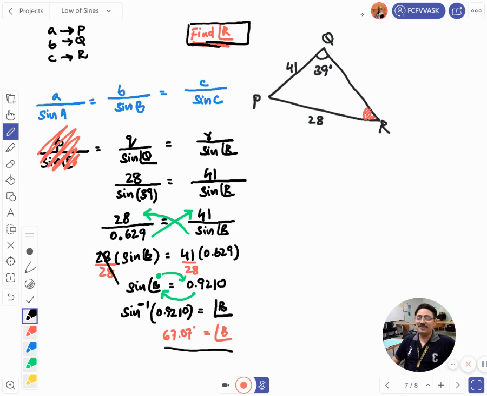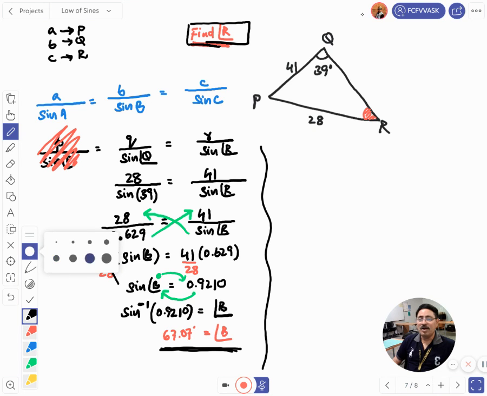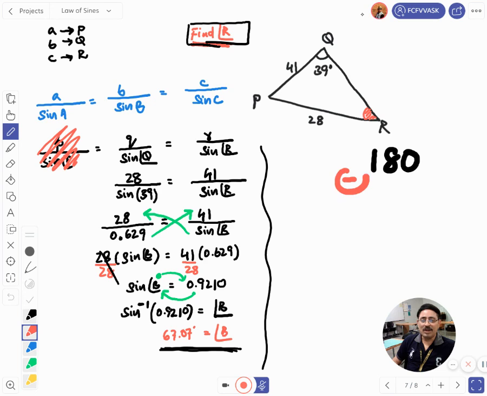But this is not the end of the story. At times, you have to subtract from 180 degrees. You have to take away whatever result you got and check. The value is 67.07. To make the problem a little easier, I am taking only 67. So 180 minus 67 is 113. Therefore, this is another possible answer.